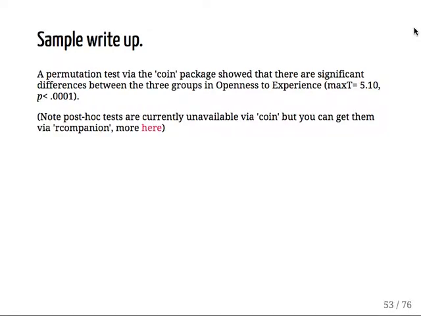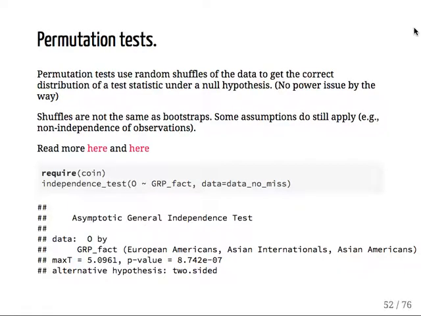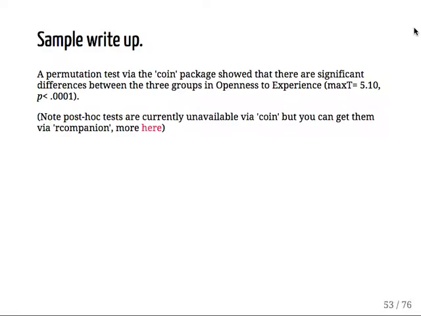So a sample write-up you would do is you would say a permutation test by the coin package showed that there were significant differences between the three groups, and then you report the max t type of thing and the p-value that you have there. That's how you would write it up. You cannot typically have post hoc tests for these type of designs, but you can get them via some other packages. Again, look at this if you need this. Like some of these things I'll just say, here's a package, go and explore more on your own.